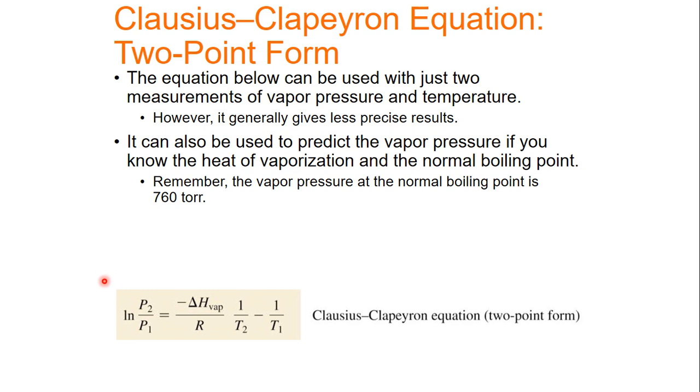And we also have a 2-point form of this equation. If you only have 2 vapor pressures and 2 temperatures, you can still figure out what delta H vaporization is. It's less accurate than doing the whole plot, but it is easier. And we should already have 1 point if we're dealing with water, because at 760 torr, water boils at 100 degrees centigrade. So as long as we have a second pressure and a second temperature, we can tell delta H vaporization, or the amount of energy we need to vaporize 1 mole of water, from that data point.